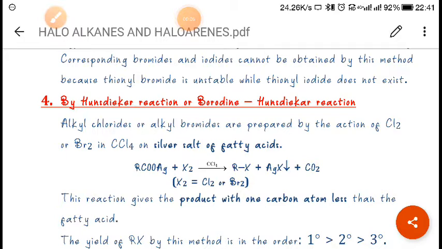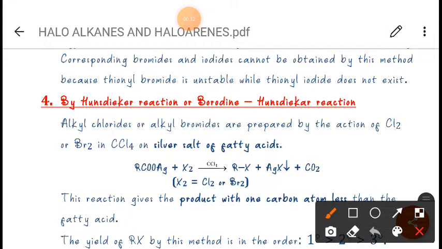Myself, Suman Singh. As we know, in the last class we discussed Darzens' method, right? Today we are going to discuss the Borodin-Hunsdiecker reaction. When we talk about this reaction, I will tell you a simple trick from where you can easily identify that this is a Borodin-Hunsdiecker reaction, right?